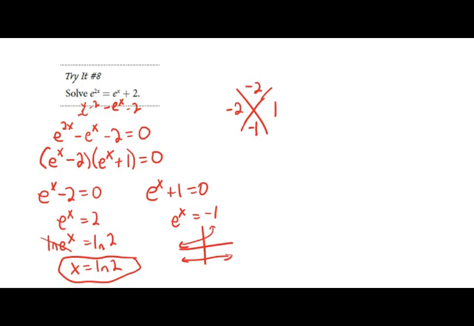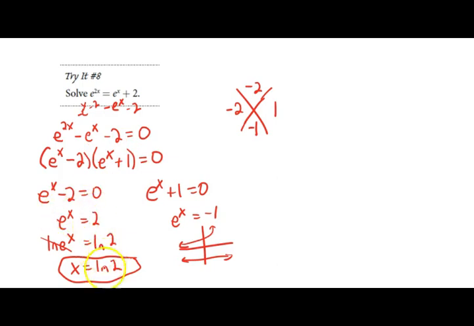Okay, so let's check your answer. Again, it's sort of like a quadratic. So I wanted to get everything over here with this e to the 2x. So I'm going to subtract the e to the x and subtract the 2 from both sides. So it ends up e to the 2x minus e to the x minus 2 equals 0. Then I factored that to e to the x minus 2 and e to the x plus 1.